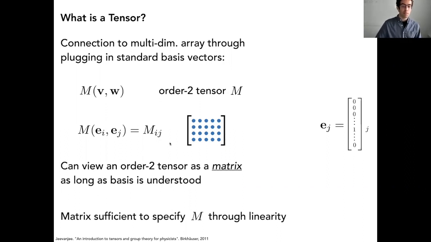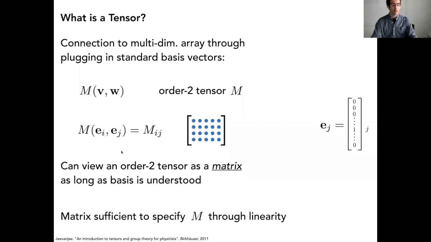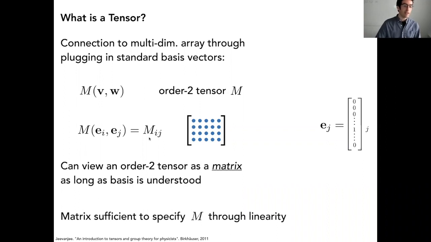And then the key point is that because the function's multilinear, I can make any v or w out of these ei and ej, some linear combination of those. And then I know immediately how m will act on a v and a w through these coefficients, because I can make v and w out of ei and ej. So everything about how m acts on any vectors is already determined by these coefficients because of the multilinear property. So really, this is all the information that defines this tensor.